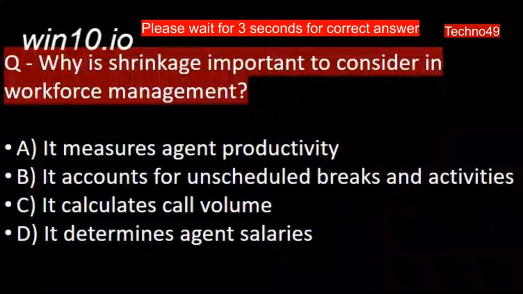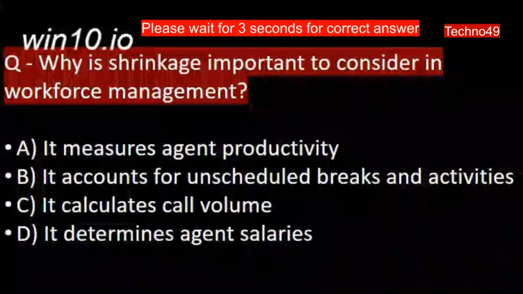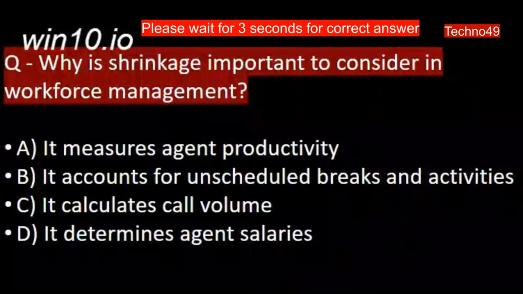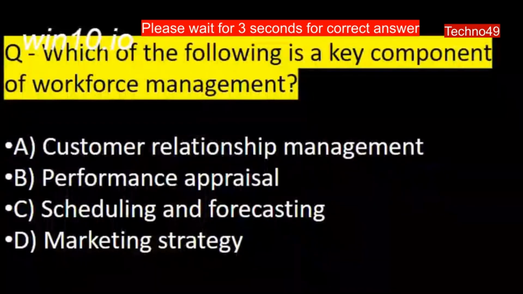It is very important to keep track of the shrinkage, because shrinkage basically means unproductive time in which the agents or the resources are not productive on the work that has been assigned to them. So keeping an eye on that and trying to avoid any kind of unscheduled break, or breaks being exceeded, will definitely help us increase the productivity of the call center, and that will help us generate more revenue for the company also. Next question we have, which of the following is a key component of workforce management?